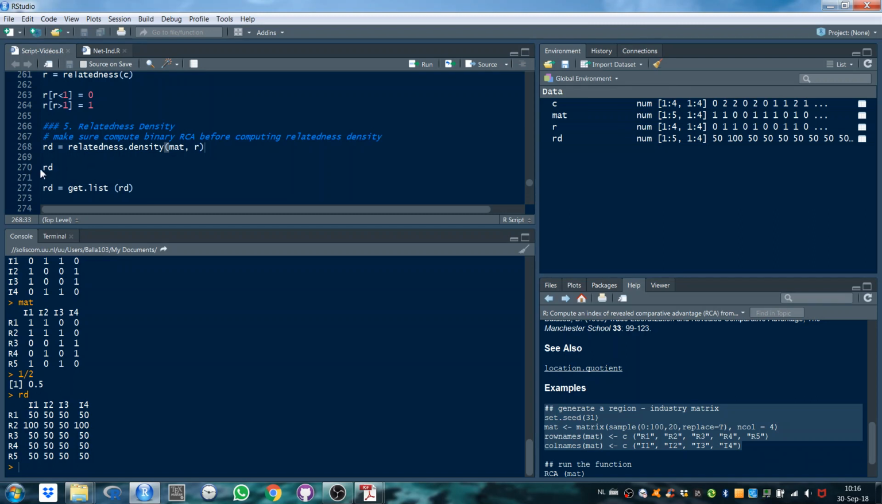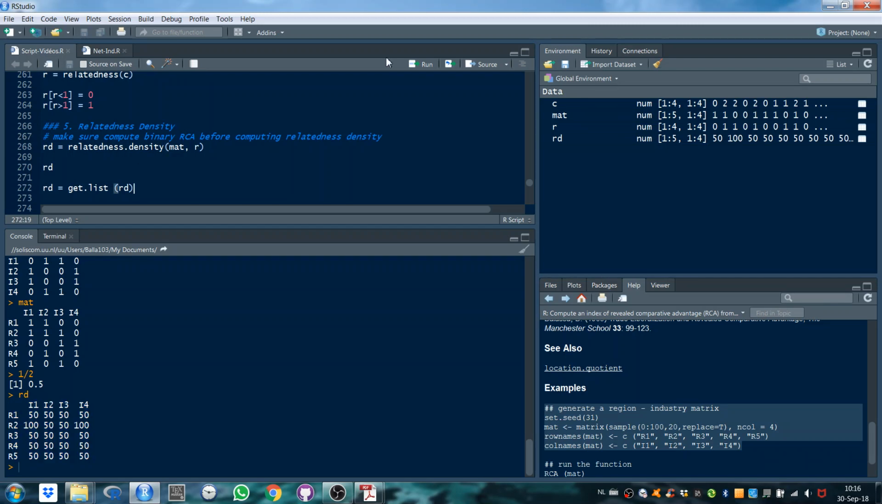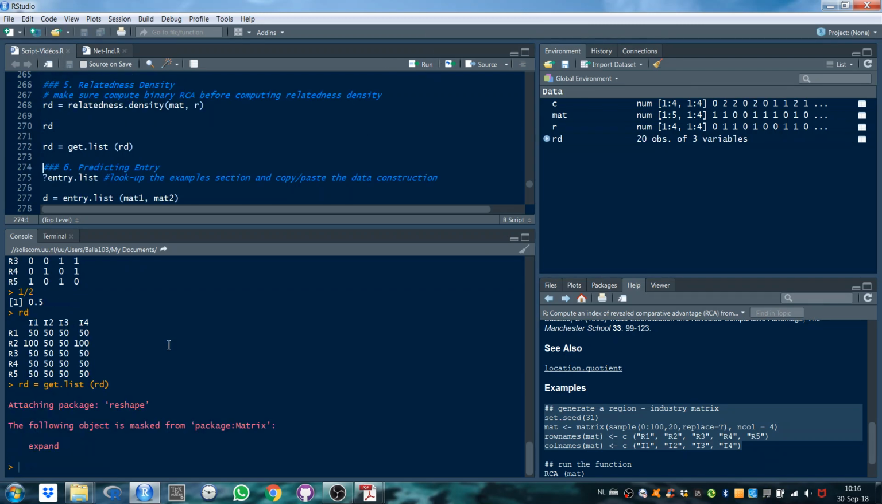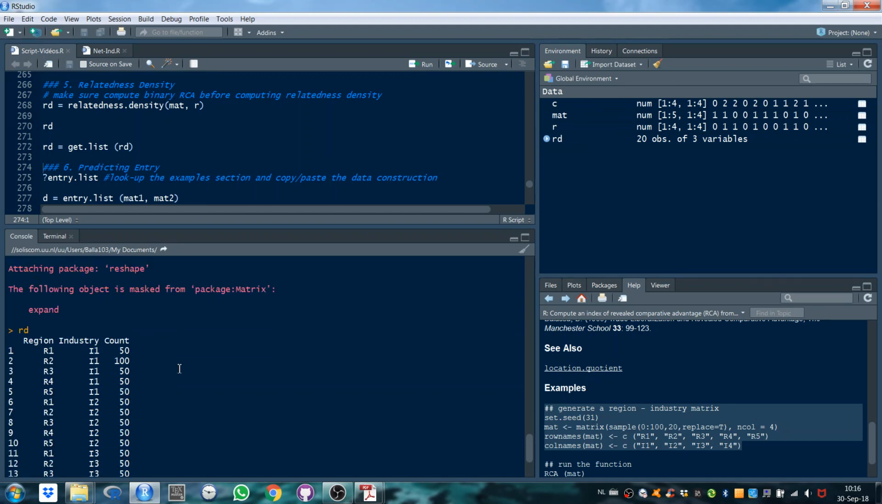Okay, this is our relatedness density metrics, and that's going to be the tool we'll use to make predictions. Now, let's just make it in a different format. Let's make it in an edgelist format, just because we're going to do some econometrics and it's going to be easier to have it in this format.